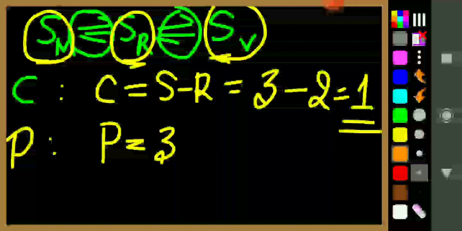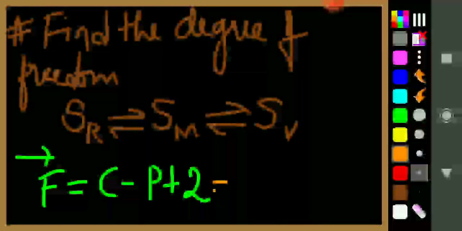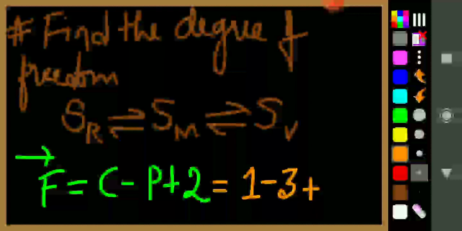Now coming to the degree of freedom, we have seen component is 1 and phases is 3, plus 2, so 3 minus 3 is 0, so degree of freedom is 0.